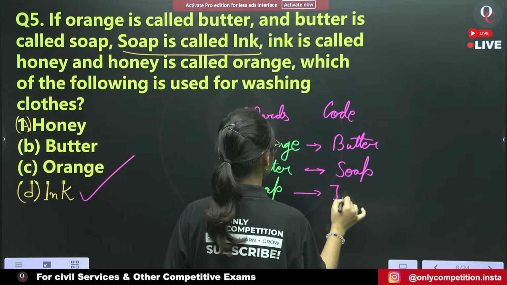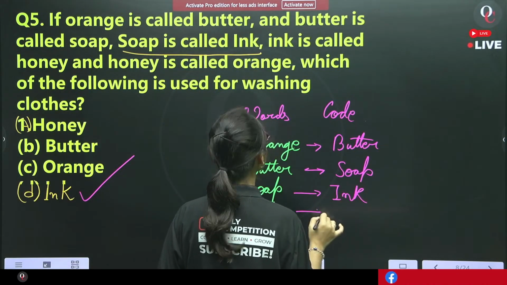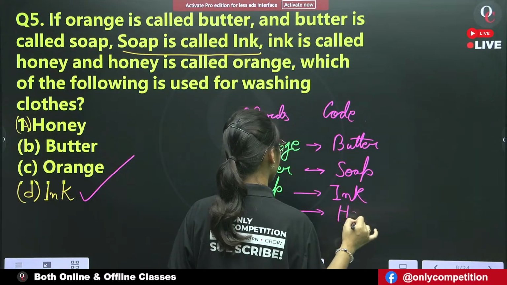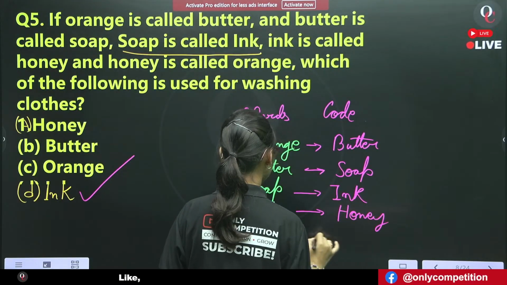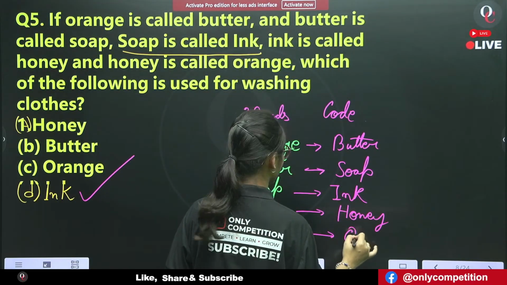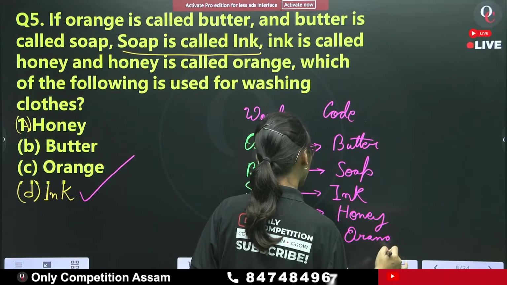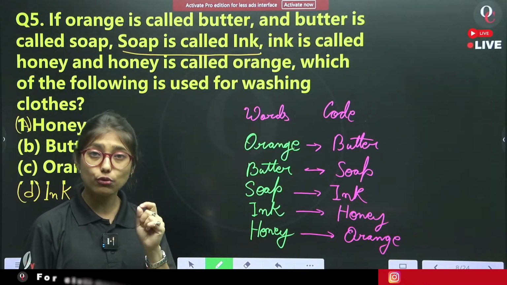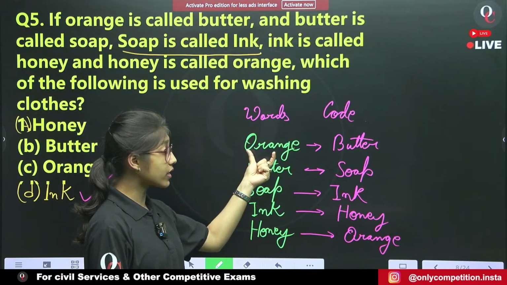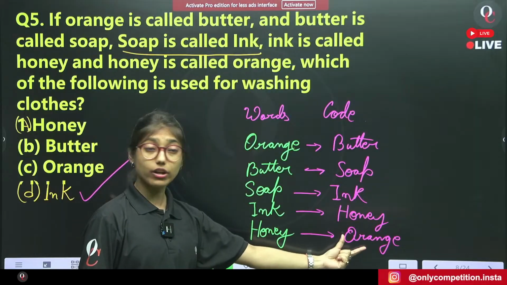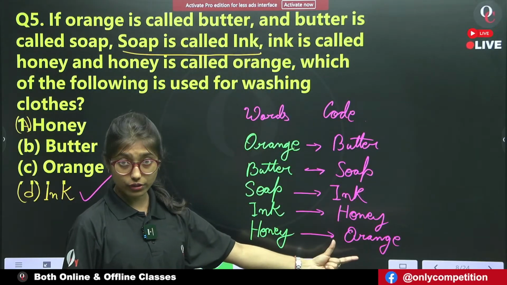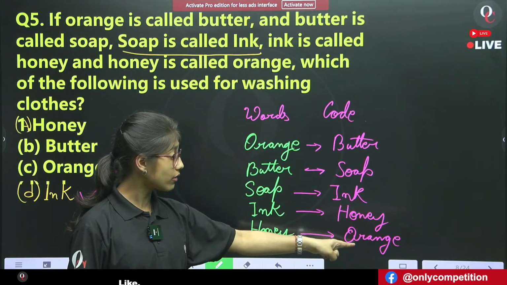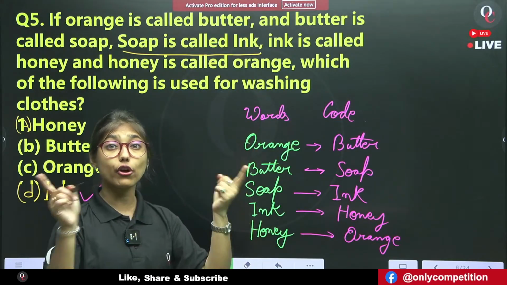Soap is coded as ink. Ink is coded as honey. And honey is coded as orange. Now you might think why I am explaining all of this again and again. But I need to show you one thing, that this orange is a word, but this orange is not a word. It's a code. And this particular orange and this particular orange is not the same.